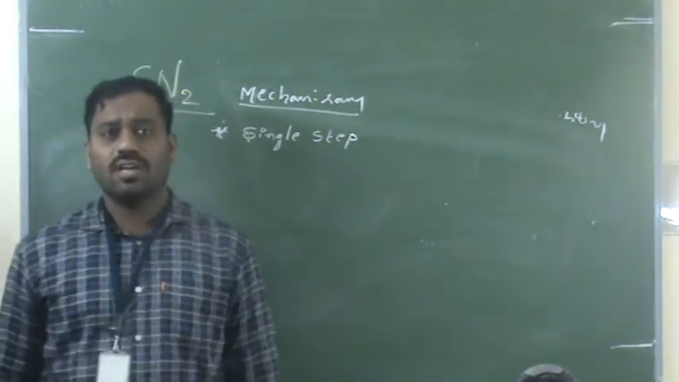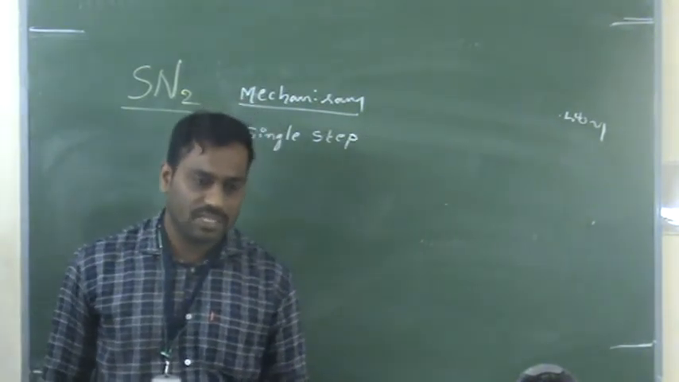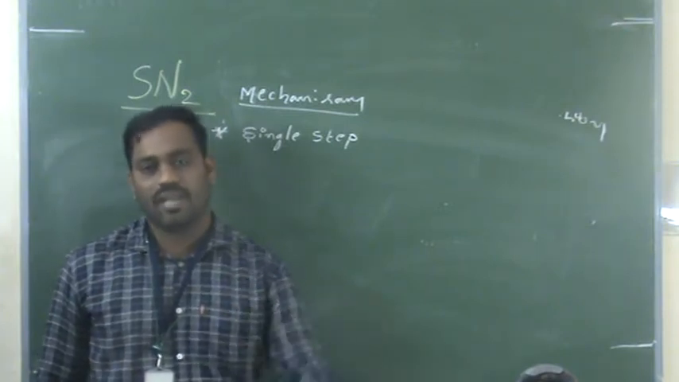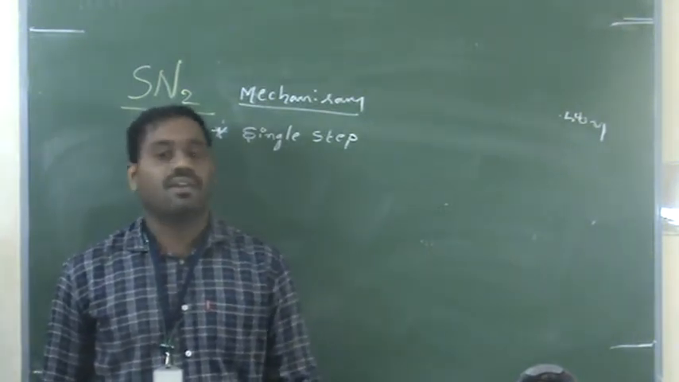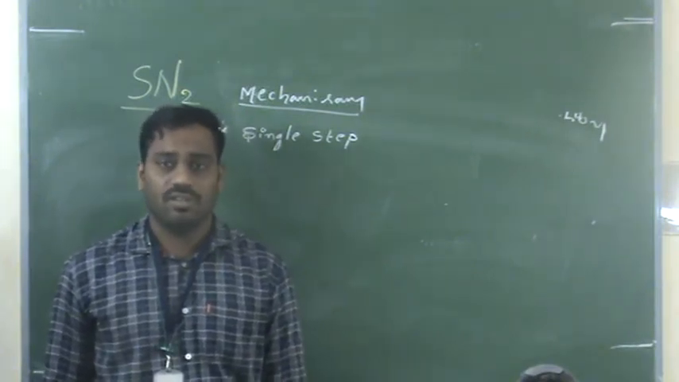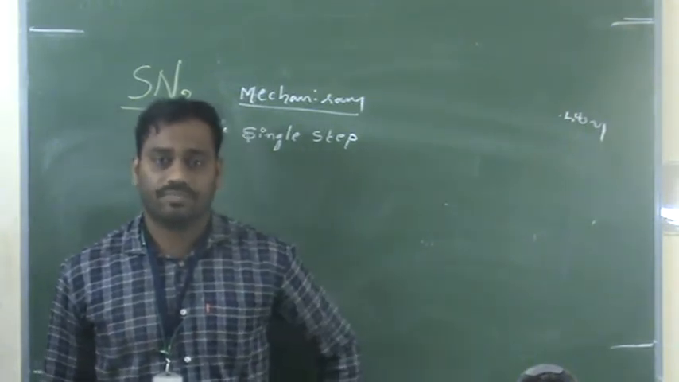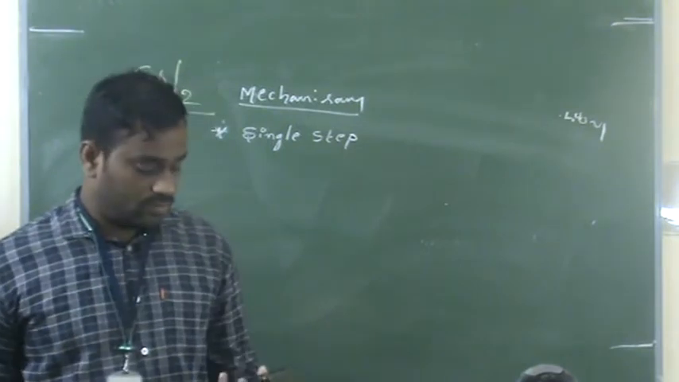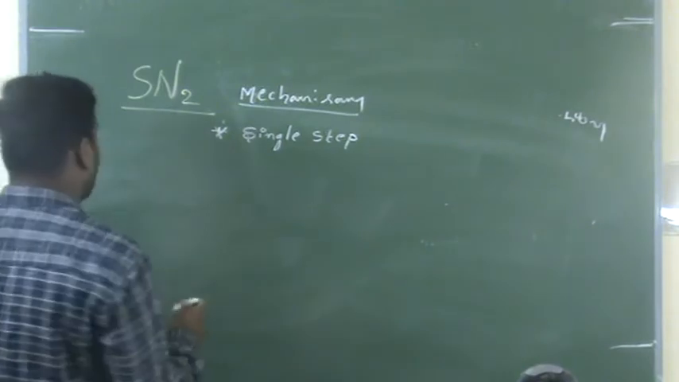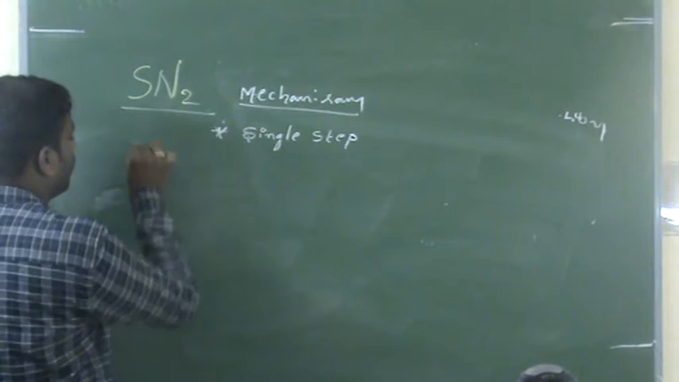So what is the meaning of intermediate and transition state? The difference between an intermediate and a transition state is that an intermediate exists in a chemical reaction for some time, but a transition state does not really exist. A transition state is highly unstable. An intermediate is somewhat stable. Okay, so now let us go to discussing the reaction mechanism. If you take methyl bromide, I take the methyl bromide like this.